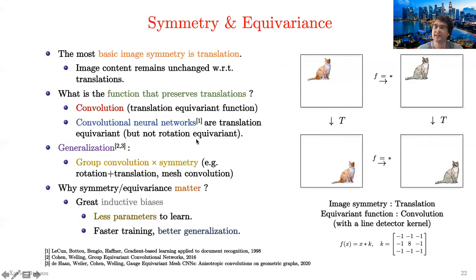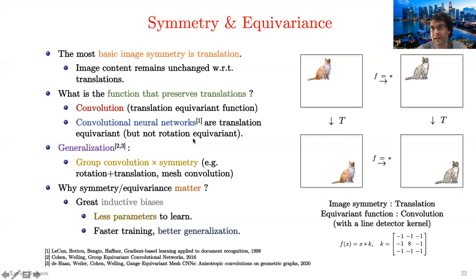So this is nice. They are going to capture the translation symmetry of data. Now they are not rotationally equivariant. So if your image is rotated, then they are not going to be so good at recognition. So what you need to do, which is usually carried out, is to do data augmentation. You take your image, you do some random rotation of your image, and then you want your network to learn this kind of transformation.